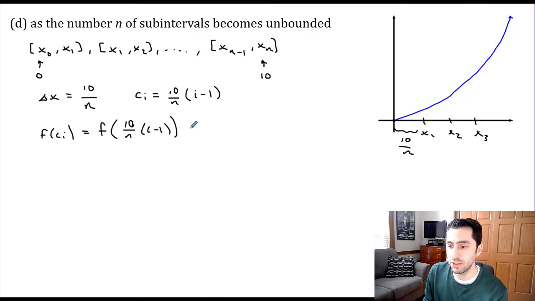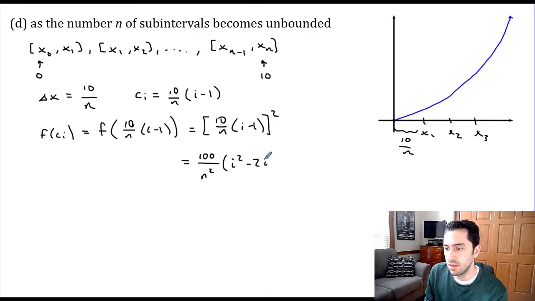Which, since our function is x squared, this is going to be 10 over n times I minus 1, and all of that is squared. Now, to work with this, I'm actually going to simplify that further. So we can square each part in here. 10 over n squared is 100 over n squared. And if I take I minus 1 and square that, we have I squared minus 2I plus 1. Now for each I value, so for 1 all the way up to n, if we plug that in here, this will tell me what the height of each rectangle is.